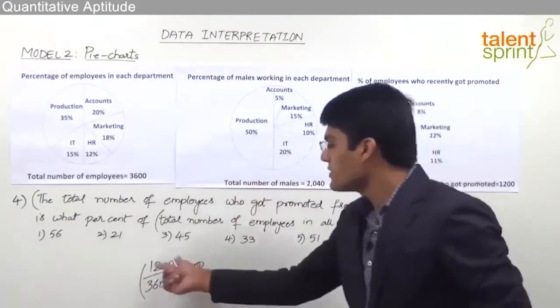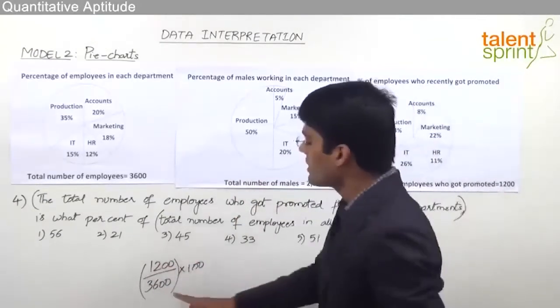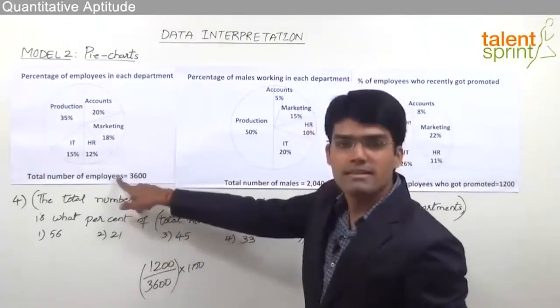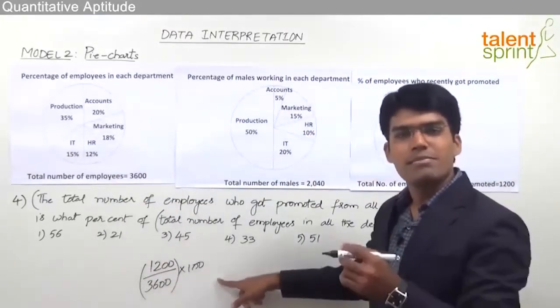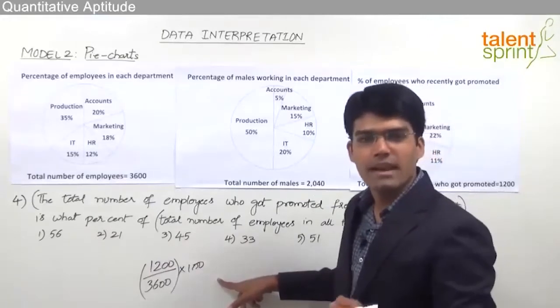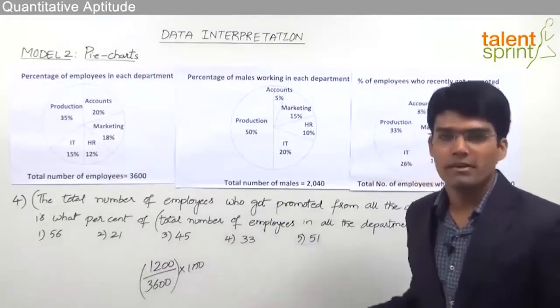The total number of employees who got promoted is 1200. The total number of employees in the organization here is 3600. So X by Y into 100. As you know, simply we have to pick up the correct values X and Y and take it as X by Y into 100 to get the answer.